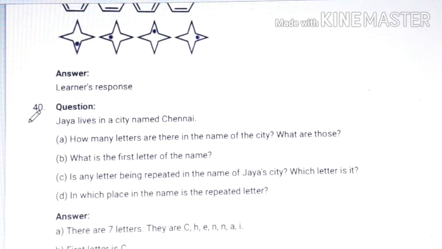Then number 40. Jaya lives in a city named Chennai. How many letters are there in the name Chennai? There are 7 letters. What are those? Then you have to write this way. What is the first letter of the name? You can see, C is the first letter. Is any letter being repeated in the name of Jaya's city? Yes, the letter N is repeated, right? In which place is the repeated letter? So what is the place? Most of you have made a mistake in this. That is 4th and 5th place. Okay.